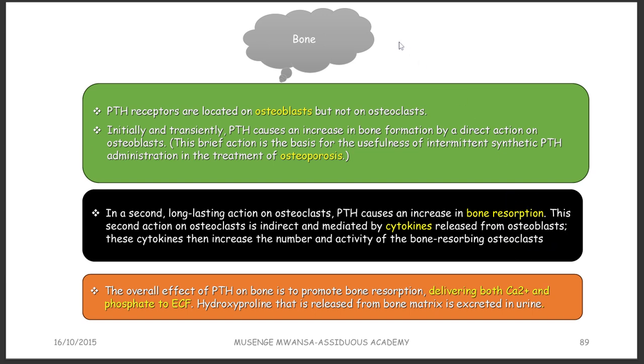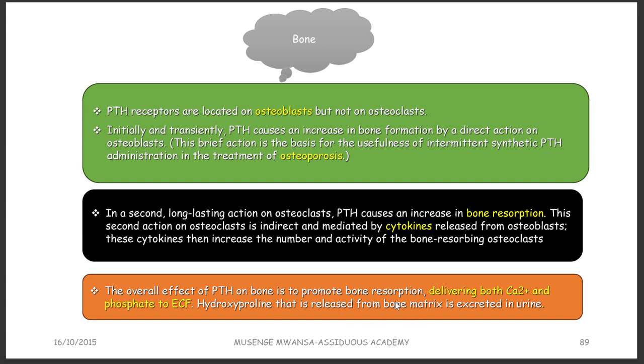So what happens when you have got low calcium? Parathyroid hormone is released. Parathyroid hormone is going to go and attach to its receptors on the osteoblasts. Osteoblasts are going to release cytokines. These cytokines will now go and stimulate the osteoclasts to start bone resorption. So that's the activity. And the overall effect of the parathyroid hormone, therefore, is to promote bone resorption, delivering both calcium and phosphate to extracellular fluid. Extracellular fluid, remember, blood is part of extracellular fluid.